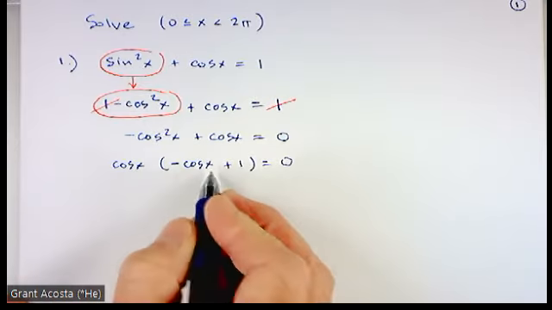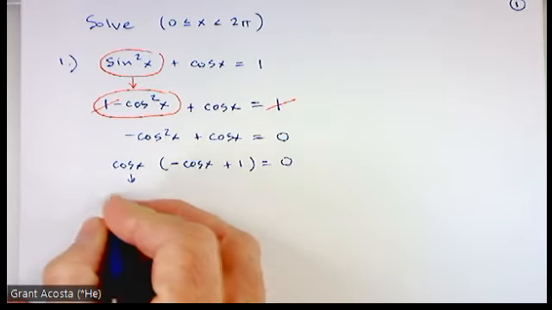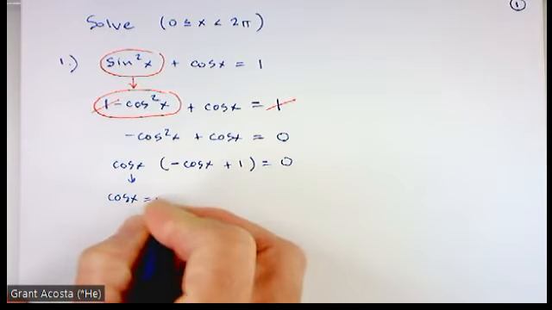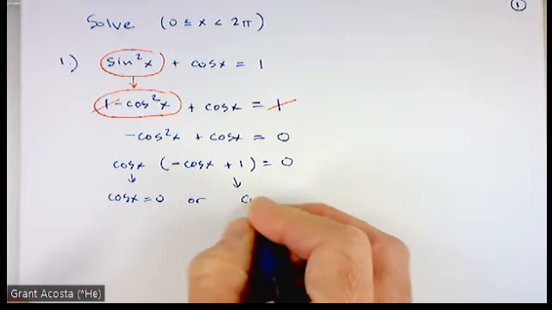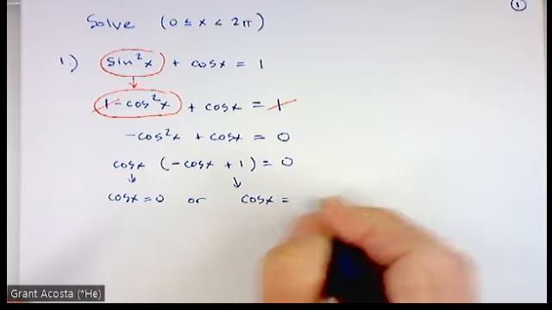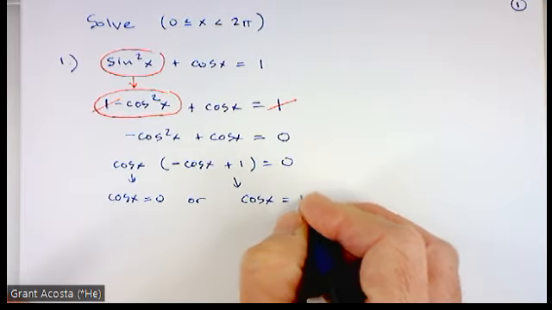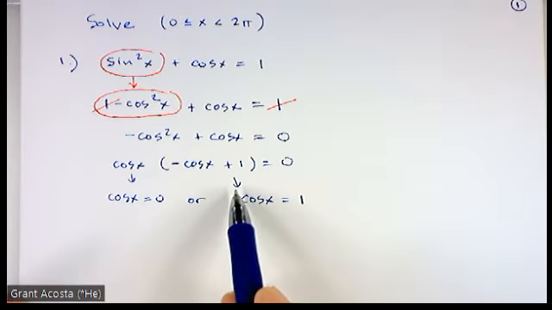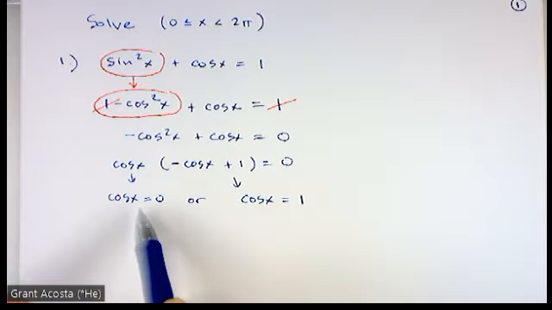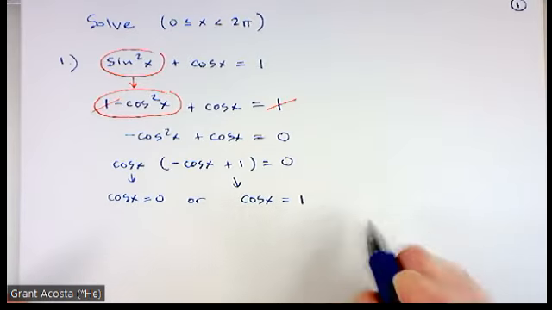So we have this times this equals 0. That means either cosine of x is equal to 0, or if I set this equal to 0 and solve for cosine, looks like I'm going to get cosine of x equals 1. And hopefully you've been practicing answering these. When you get this far, you should know how to find the angles that make that true.